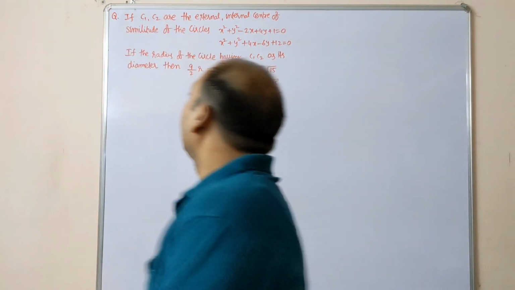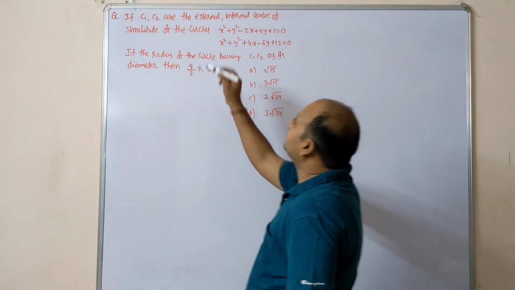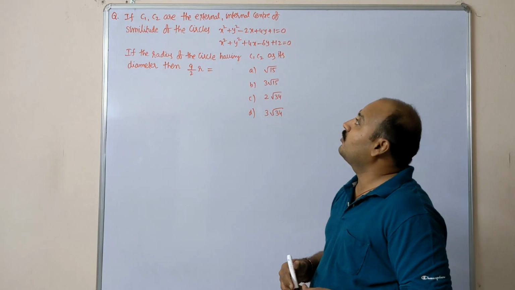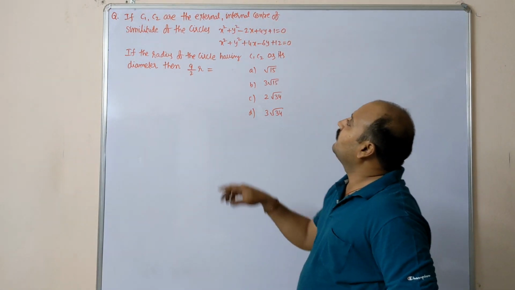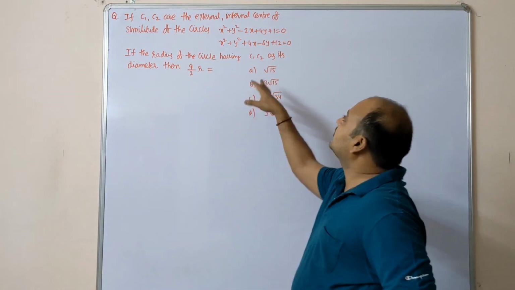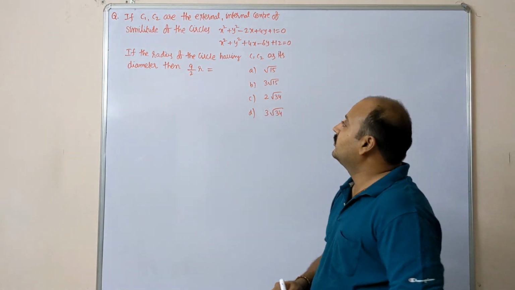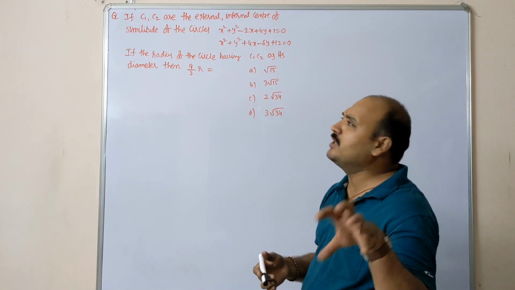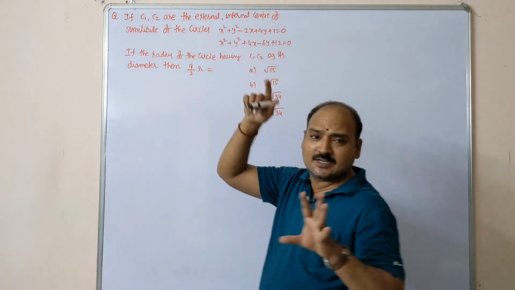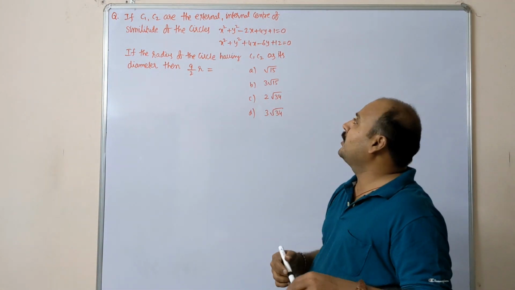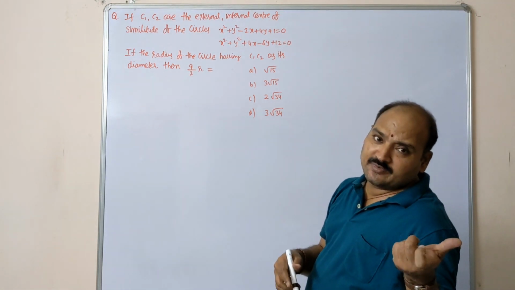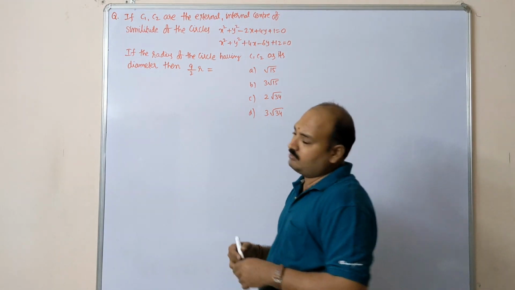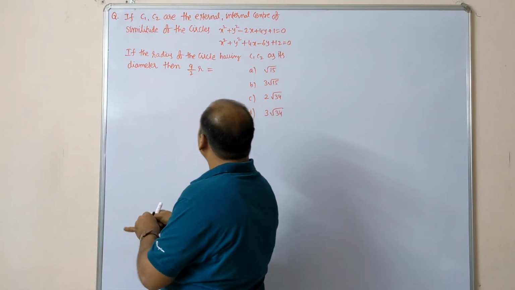The next question. If C1, C2 are the external and internal centers of similitude of the circles, and if r is the radius of the circle having C1, C2 as its diameter, then 9/2 r is equal to what? So here the concept is we need to calculate the internal and external centers of similitude, and the distance between C1 and C2 is equal to the diameter of the circle, so 2r.